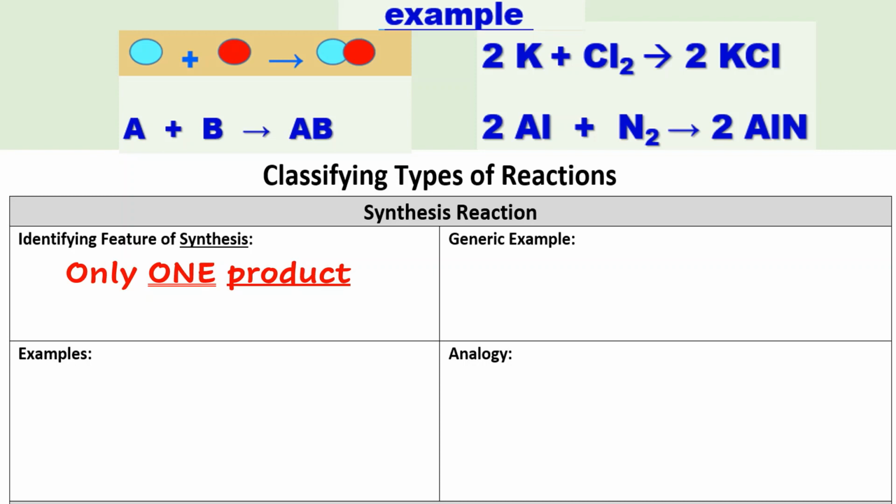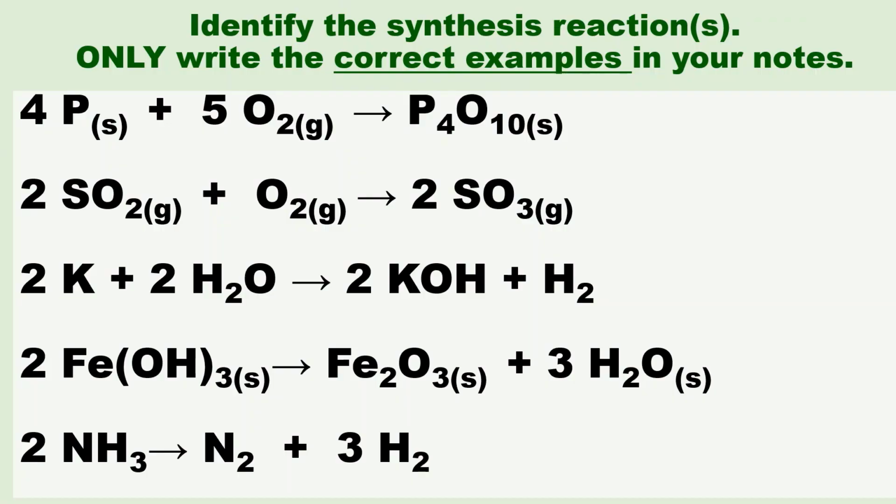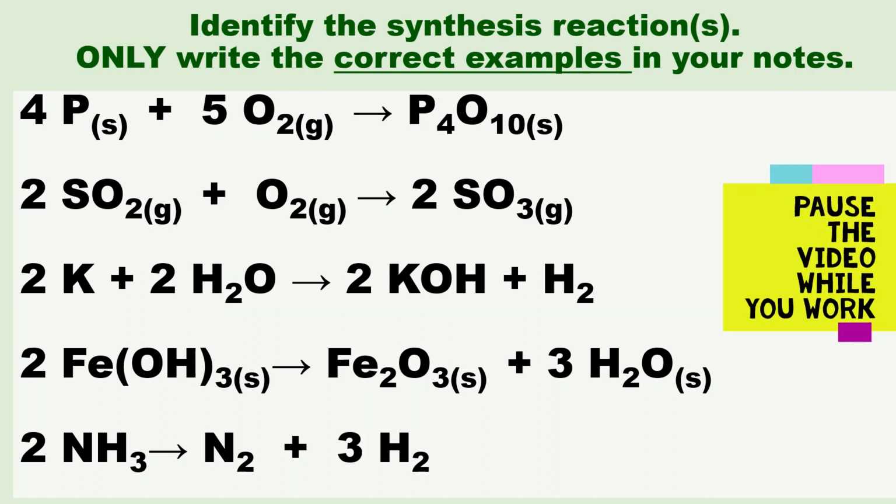A possible analogy could be Amy and Bob go to the dance, fall madly in love, and become the couple Amy Bob. They started out single, but came together as a couple, similar to creating a compound. Try using the identifying feature to determine which of these reactions are considered synthesis. Pause the video while you work and restart when you're ready.